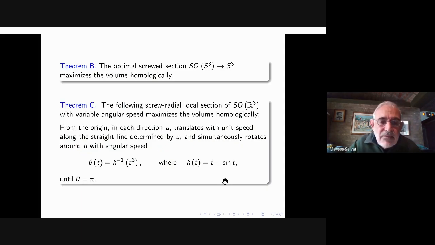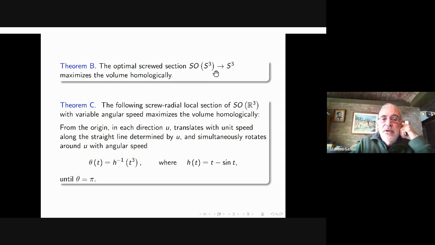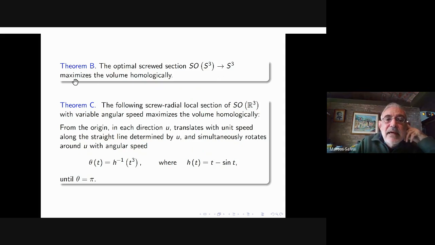And here we have the results, some manifolds that are volume maximizing homologically. For instance, this optimal screwed section of the sphere, of the quaternions I told you before, is volume maximizing. This is so nice, it's nice in every aspect. How could it possibly not maximize volume? Well, it maximizes the volume homologically.